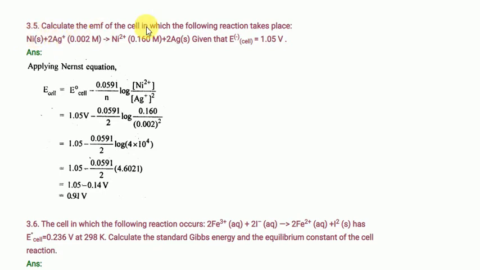Calculate the EMF, the electromotive force, of a cell in which the following reaction takes place. A cell is given here. In the cell, they are given a nickel rod and a silver nitrate solution. After some reaction happens, nickel nitrate is formed and solid silver is formed.